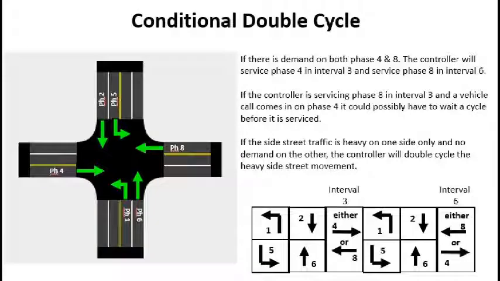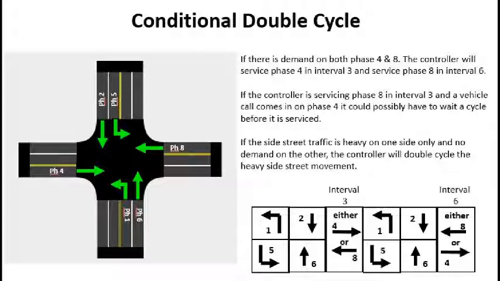So we have our sequence laid out where we're going to double cycle 1 and 5 and 2 and 6. So we talk a little bit about the side street. If we got cars on both 4 and 8, 4 will be serviced at interval 3 and 8 will be serviced during interval 6.